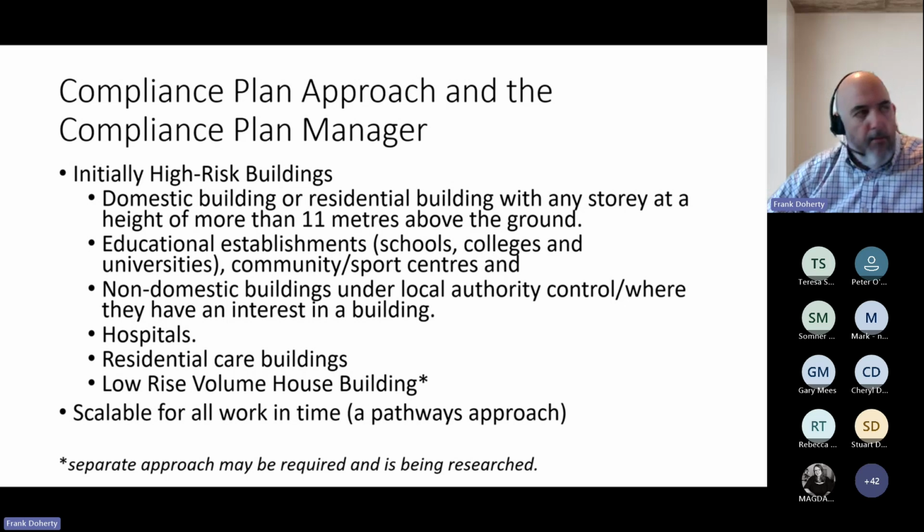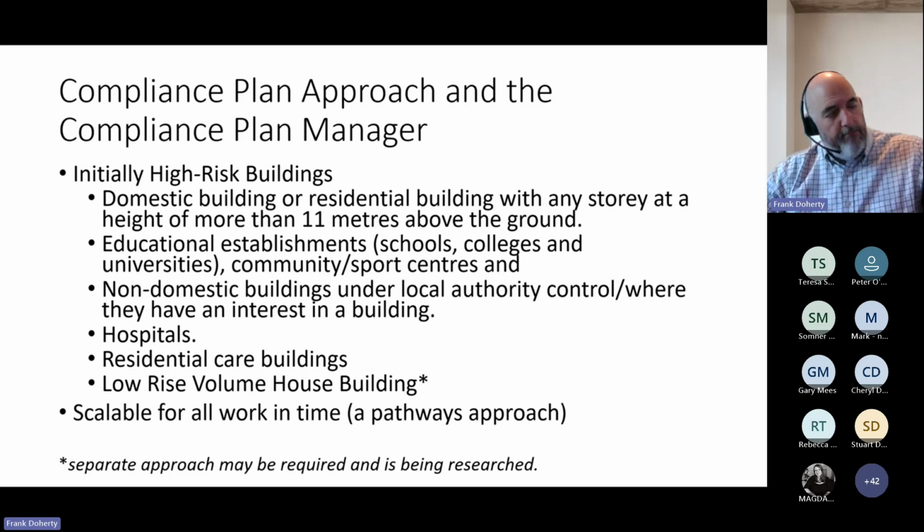And this has been through a public consultation, which was largely agreed with. The one area that was a bit less agreed, I think 30% of people thought a compliance plan manager should be in place for low-rise volume house building. Everything else was really well received. Low-rise volume house building, we think that's fair enough. Maybe we don't need a compliance plan manager, and actually maybe we need a separate approach. So we are working on a separate approach for low-rise volume house building.